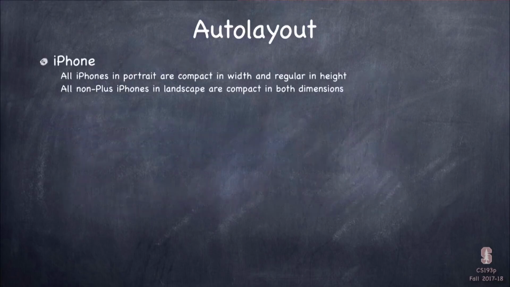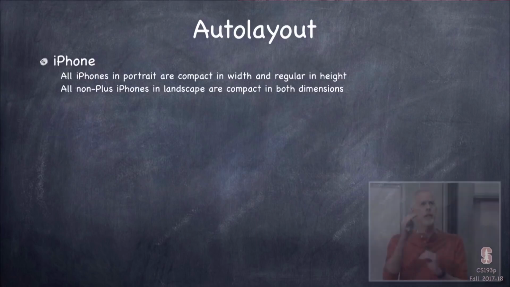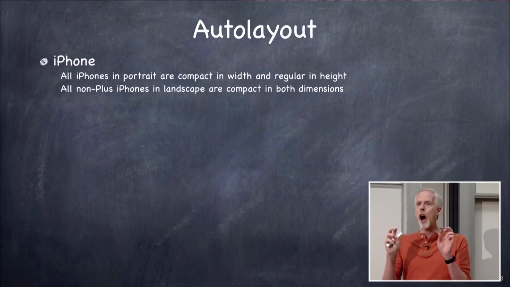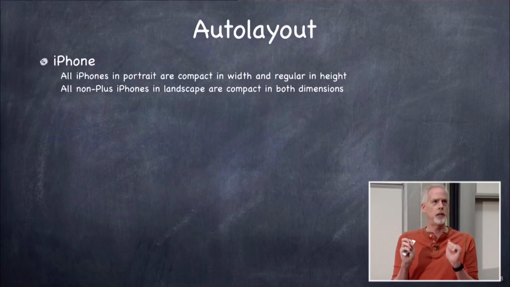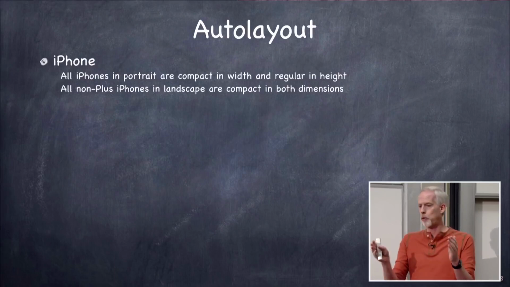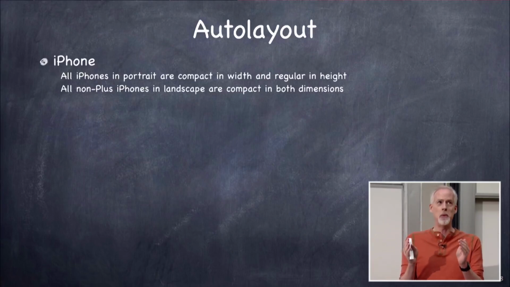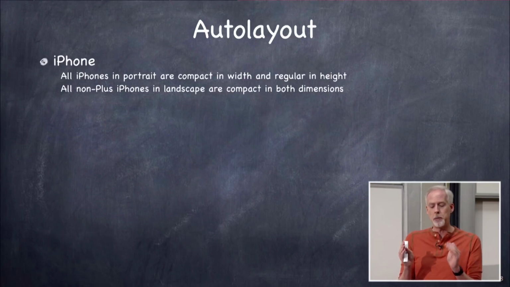First of all, you have to understand what size classes the devices are in. For example, iPhones are compact in width and regular in height when they're in portrait. Okay? When you rotate an iPhone, not an iPhone Plus, but a regular iPhone, now it is considered compact in both directions, which is a little counterintuitive. You would think, oh, well, now it's regular in width. But no, it's considered compact in width. And it's amazing how often that turns out to be exactly what you want. All right, and you'll see that to be the case.